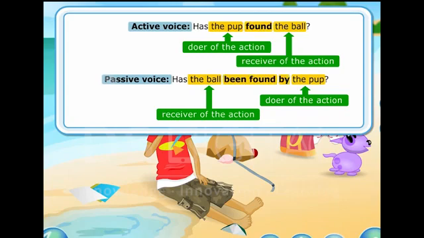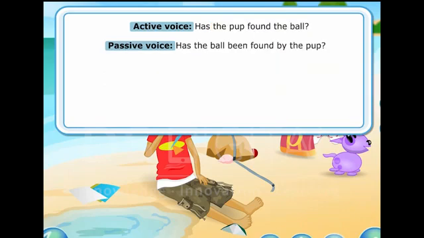Also, the verb found in the first question has changed to been found in the second, and the word by is used. Sometimes we come across questions that are in neither the active voice nor the passive voice.